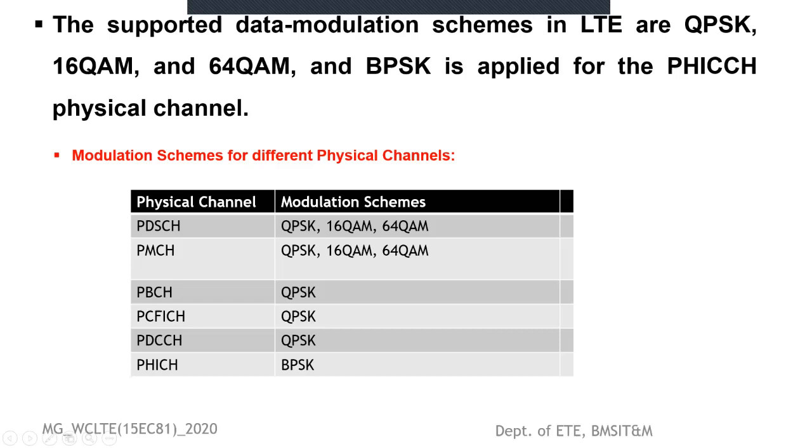PCFICH is the physical control format indicator channel, which uses QPSK. The next one is PDCCH, the physical downlink control channel, which also uses QPSK modulation. And only PHICH uses BPSK modulation. So PHICH is the physical hybrid ARQ indicator channel.